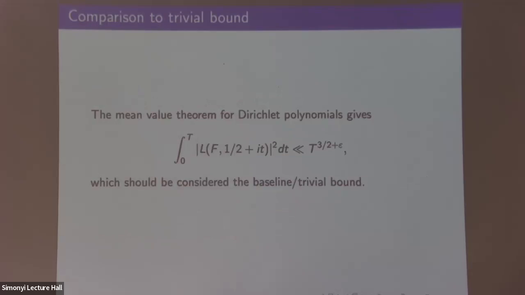Just as a baseline, there's a mean value theorem for Dirichlet polynomials that you can always apply. And for GL3, it gives you this bound t to the 3/2. That's what you should consider the trivial bound on this moment. So 4/3 again is less than 3/2.